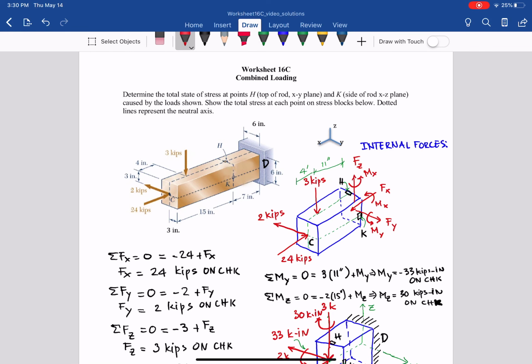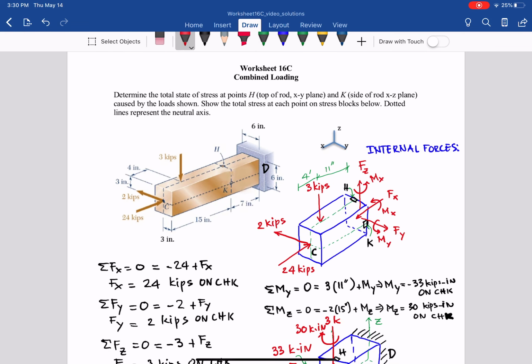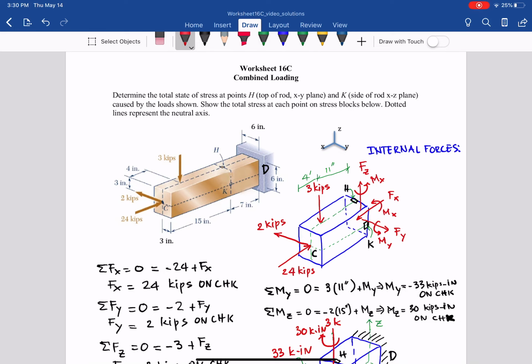Believe it or not, this is the last problem before you practice for the final exam, the last problem we have in the video. Good luck everyone.